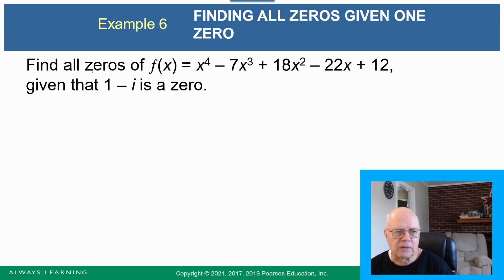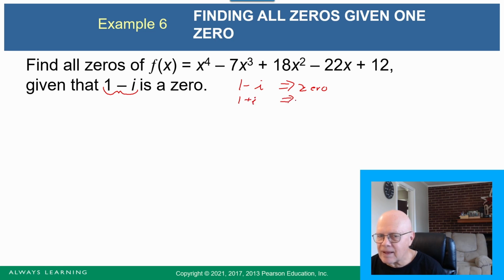Now, how about this one? Find all zeros of this, and we know that 1 minus i is a 0. What does that tell you right off the bat? Well, if 1 minus i is a 0, then automatically 1 plus i is a 0.